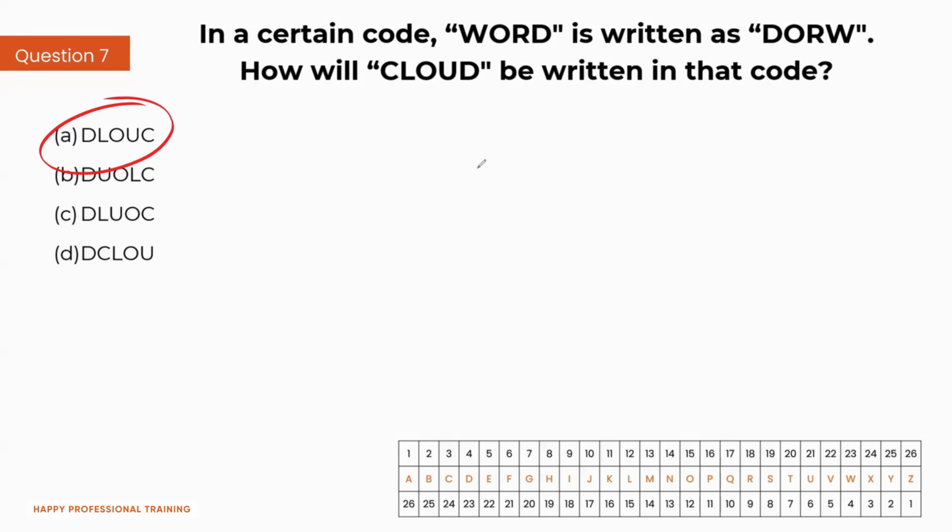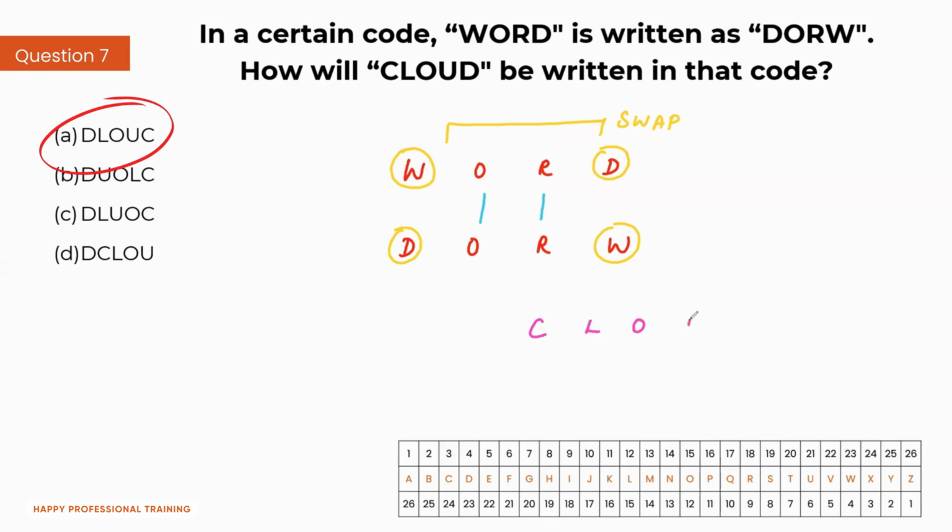Here, word is written as DORW. Here, the middle letters O and R still remain the same, but the first letter and the last letter have been swapped. Let's apply the same to cloud. Middle letters stay the same. So LOU I am writing. Then I am going to swap the first and the last letter. So D and last becomes C. So DLOUC is the correct answer. So option A is correct here.